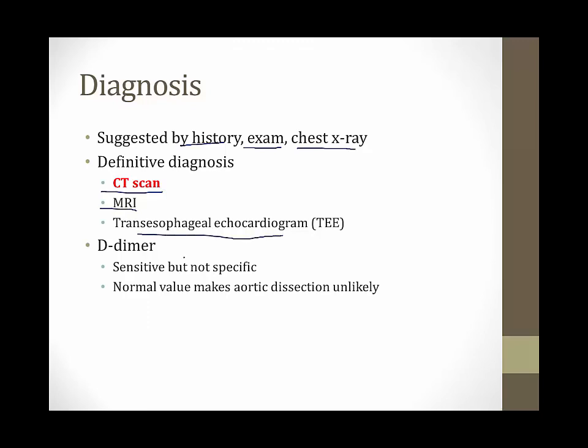And then finally, you should be aware that there are data that the D-dimer level is elevated in patients who have an aortic dissection. When blood gets into that dissection plane, many clots form, and as a result, D-dimer levels can be elevated in the plasma. This is a sensitive but not very specific test. Some institutions use this because a normal value makes an aortic dissection unlikely.